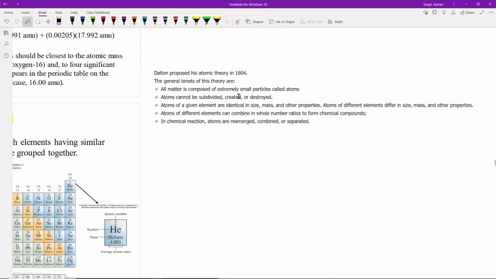Now, obviously, this has since been proven to be false because there are actually now subatomic particles that we know about. So protons, neutrons, electrons, etc. And those are really important. They help describe the characteristics of our atom. So even though Dalton proposed this a couple hundred years ago, this has since been updated. He also said that atoms of a given element are all identical in size, mass, and other properties.